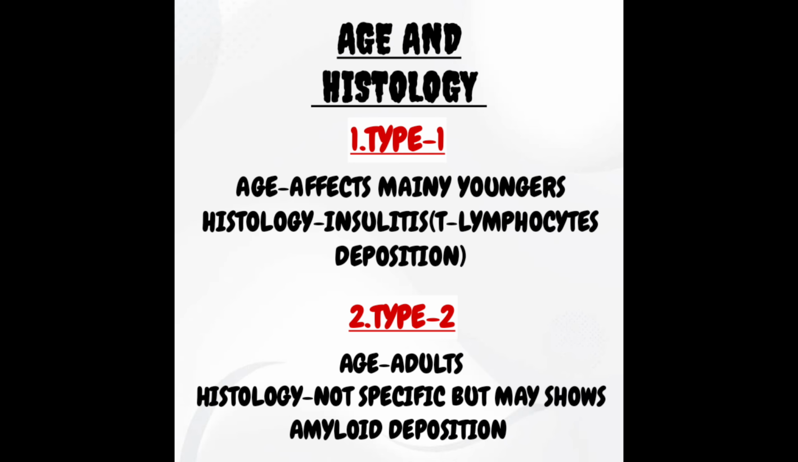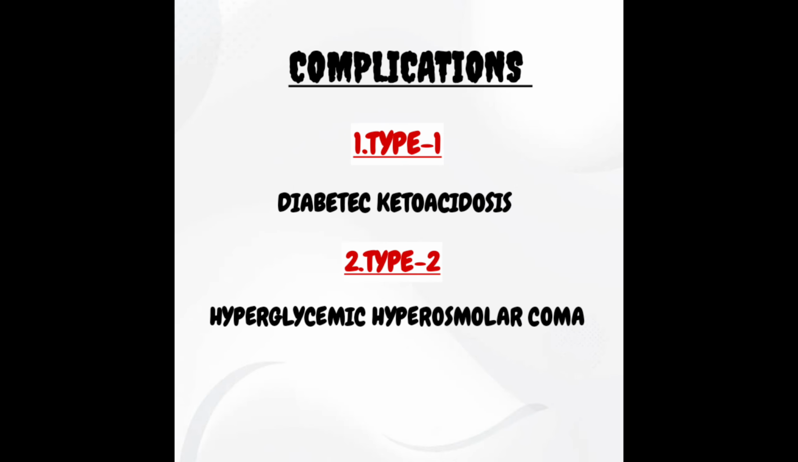Age and histology. Type 1 usually affects youngsters and shows insulitis, whereas type 2 usually affects adults and shows amyloid deposition. Complications. Type 1 is associated with diabetic ketoacidosis and type 2 is associated with hyperglycemic hyperosmolar coma.